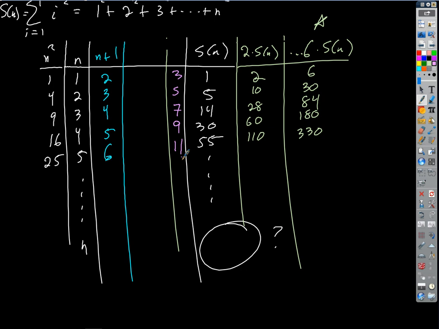So how do you get this column right here? How do you get these numbers based on n? Well, this is just 2 times n plus 1, right? See how we got that? 2n plus 1 gives us those values, doesn't it? See what I'm saying?